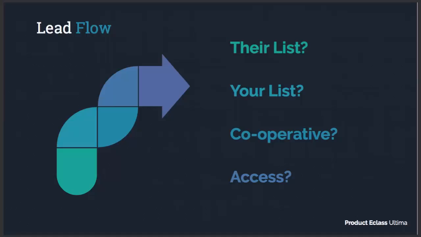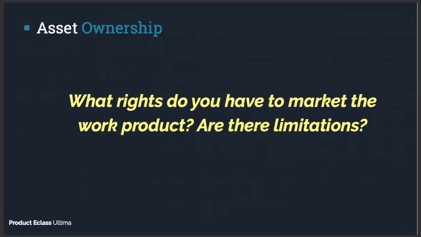Lead flow can look like this. Do you get the leads? Do they get the leads? Do you both get the leads? Does somebody get the leads but somebody else gets access to them? Typically when you're starting, you're going to get the list, and we'll keep it simple. And then over time, you can negotiate other reasons and things that you might find even more advantageous to you.